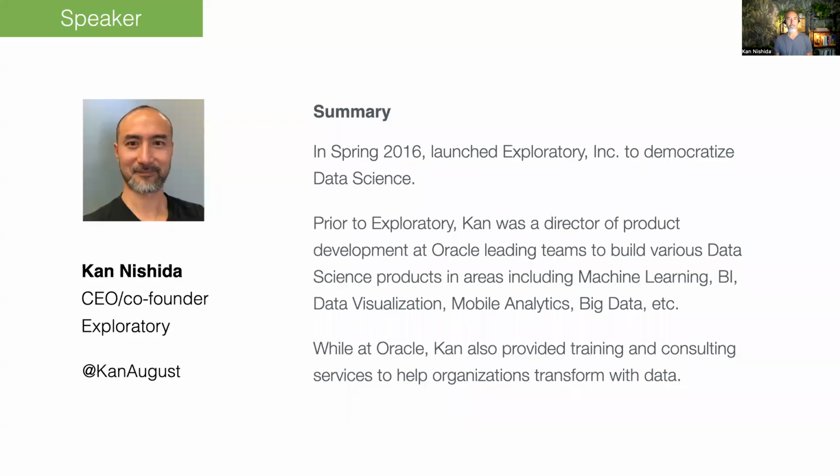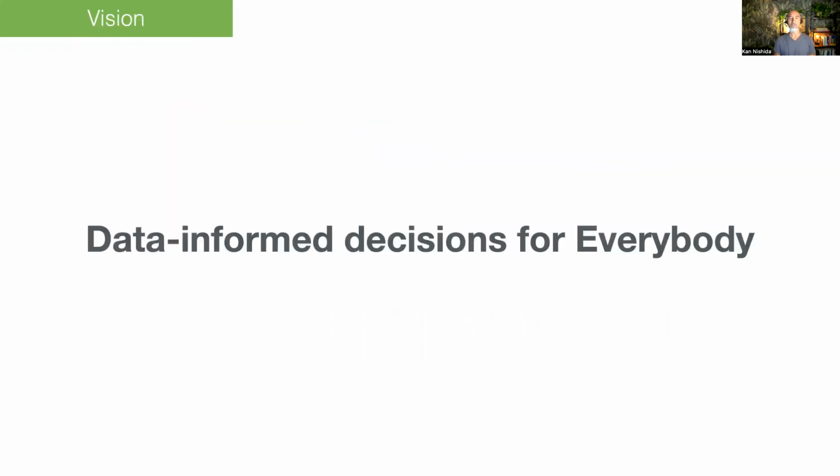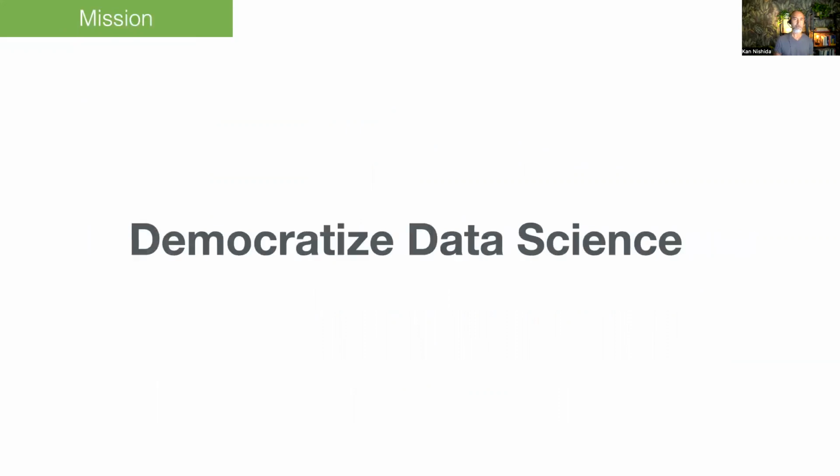My name is Kan Nishida, CEO at Exploratory. We started Exploratory in the spring of 2016 to democratize data science. We mainly build Exploratory as a data science tool to make it easy to access various types of data science functionalities. Our vision is data-informed decisions for everybody. So, anybody should be able to use their own data, or data from somewhere else, get informed, and then make better decisions. To do that, we're really focusing on democratizing data science, so anybody can use it as if it were Excel or an iPhone, that type of tool.